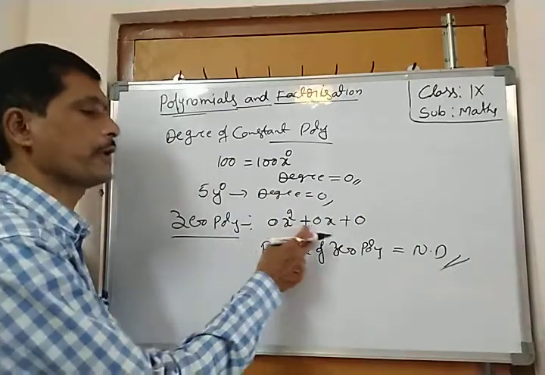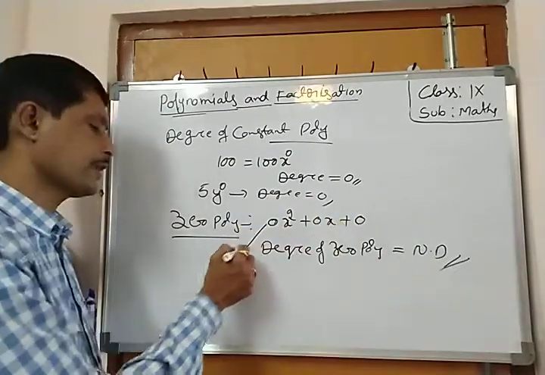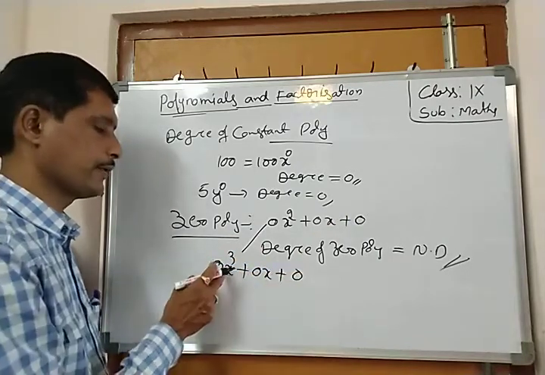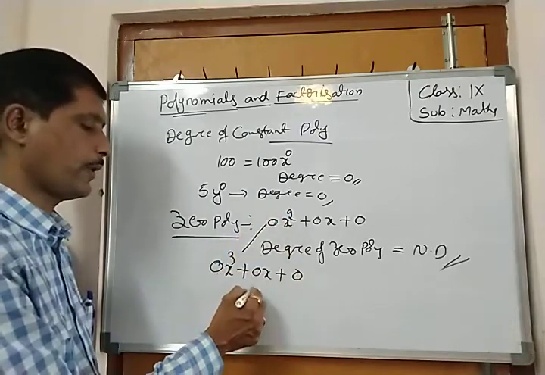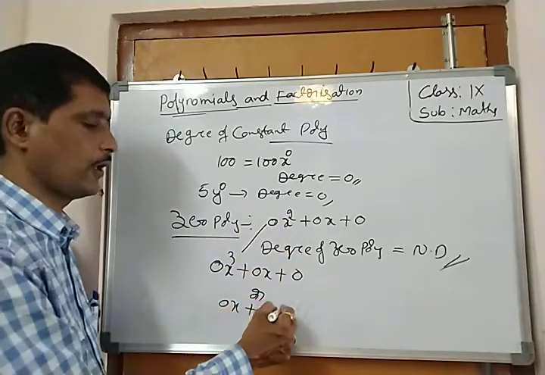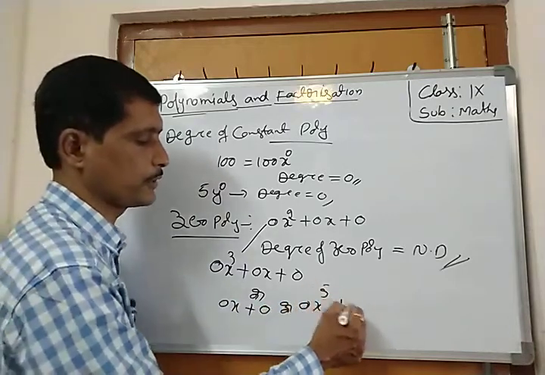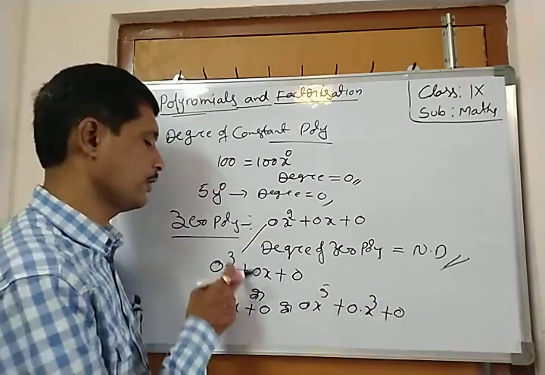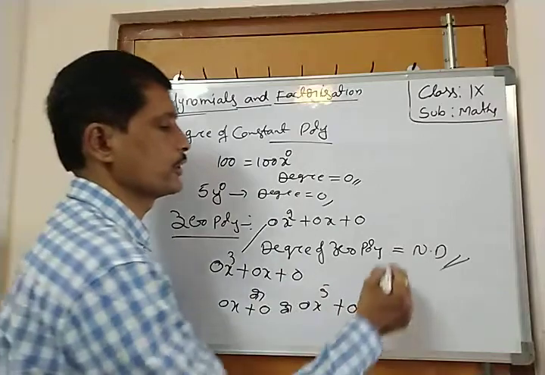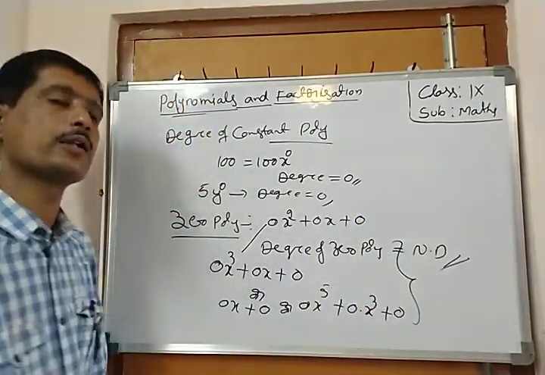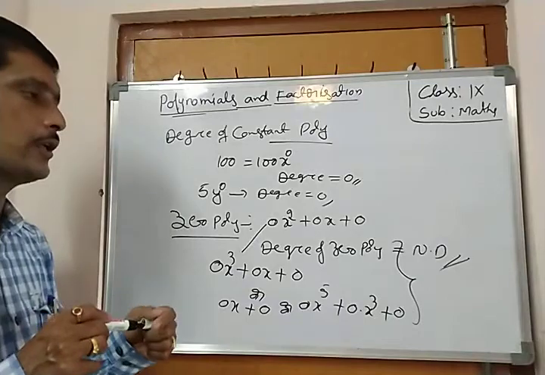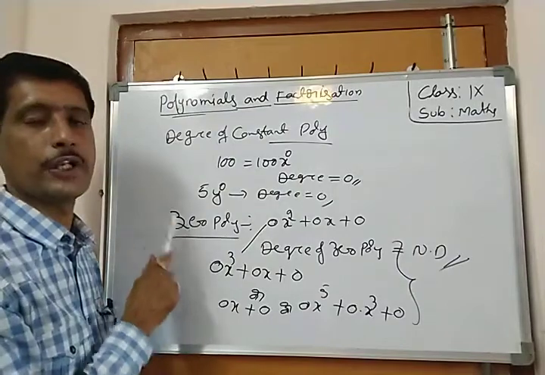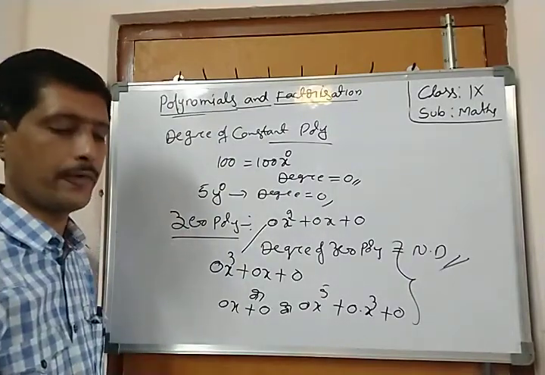Why? Here 0 into x square plus 0 into x plus 0. Another person writes 0 into x cube plus 0 into x plus 0. Here 3 is there, here x is there. Or one more person writes 0 into x plus 0. Or one more writes 0 into x power 5 plus 0 into x cube plus 0. Here 5, here 1, here 3, here 2. That's why the degree of the 0 polynomial is not defined. The degree of a constant polynomial is 0, and the degree of the 0 polynomial is not defined.